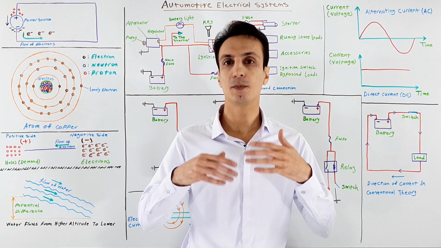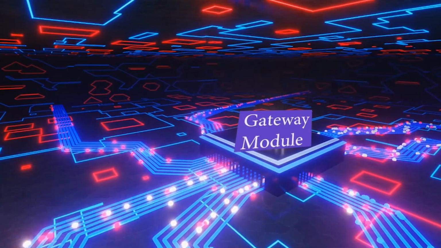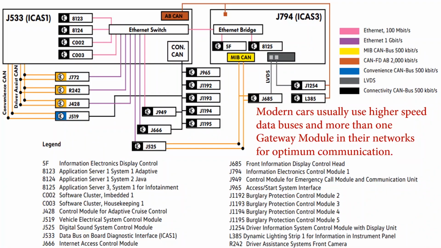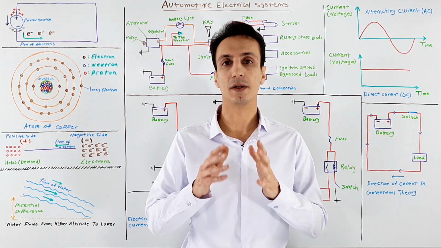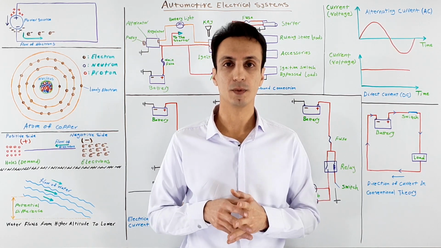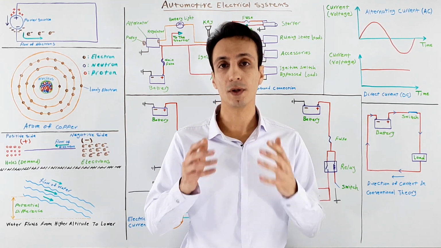For designs where more than one network is used in a car, usually a module works as the gateway to translate different messages between different data bus networks for optimum communication. Also in the cabin, most of the accessories except multimedia work on low or medium speed networks. Some designs use a single wire data bus for low-speed networks.